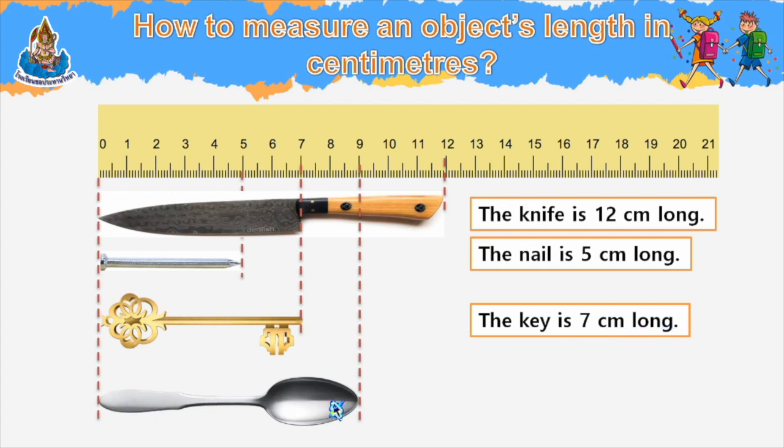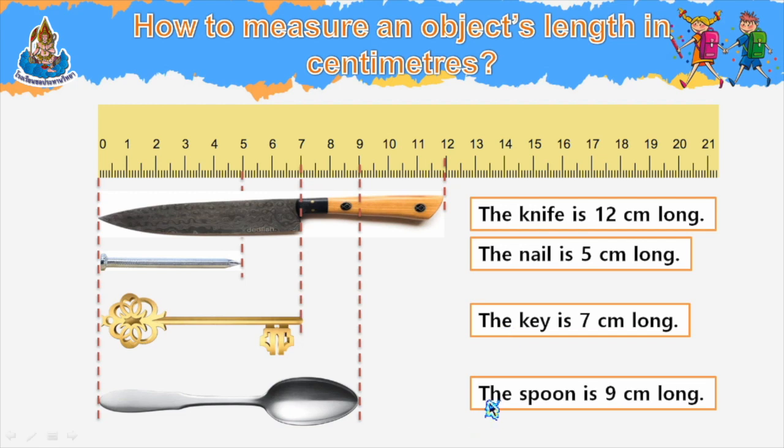How about this one? What is this? A small spoon, a teaspoon, or simply say spoon. What's the measurement of this spoon? Starting from 0 to there, it is 9. The spoon is 9 centimeters long.